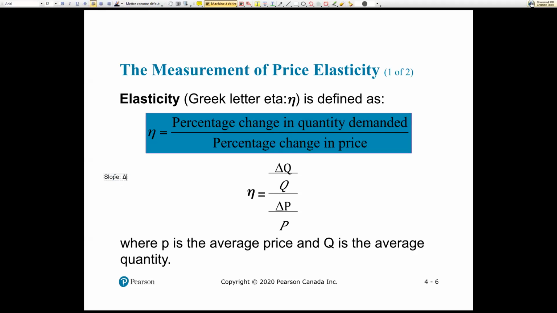Slope is delta Q over delta P. Or rather, it would be delta P over delta Q, but here it's delta Q over delta P. So if you were talking about Coca-Cola, then it's how many more bottles of Coca-Cola you would buy as a result of a change in the price.